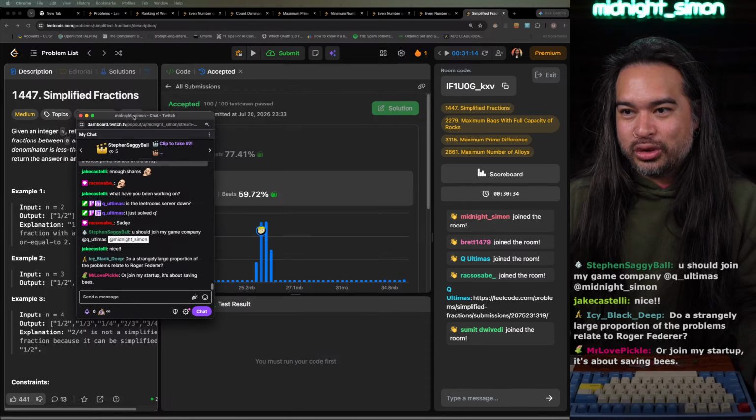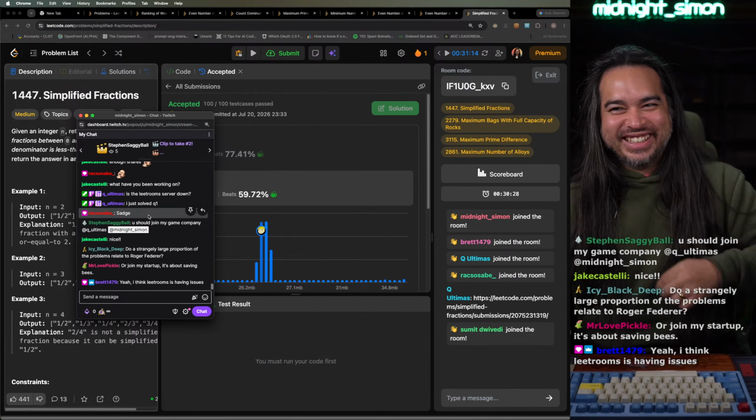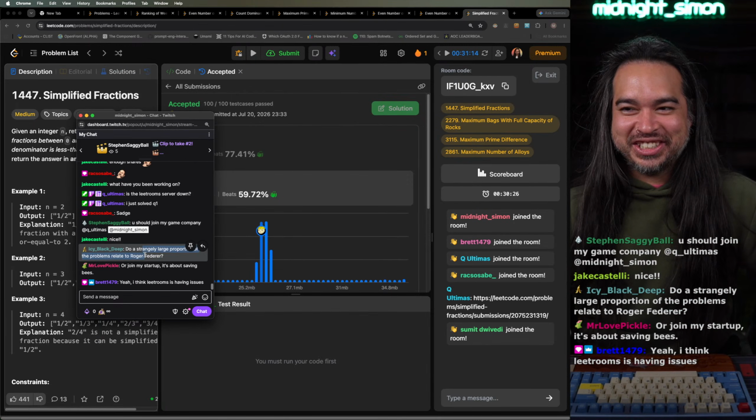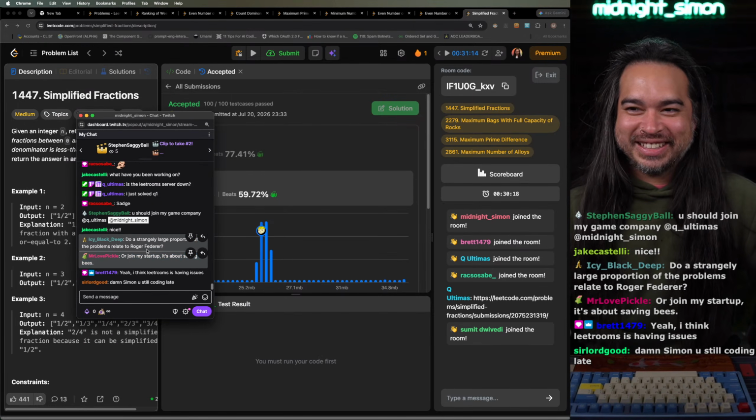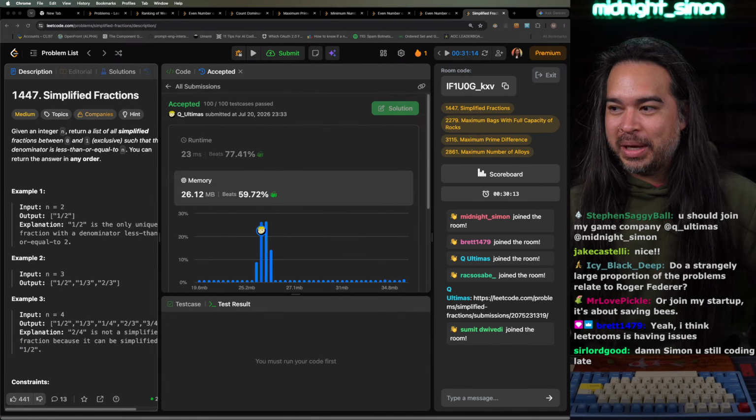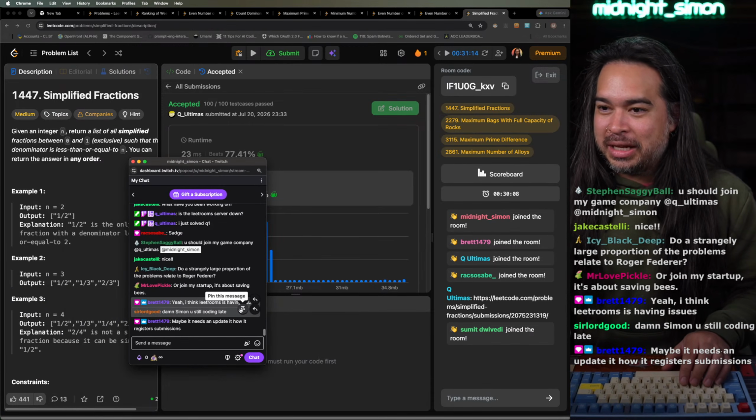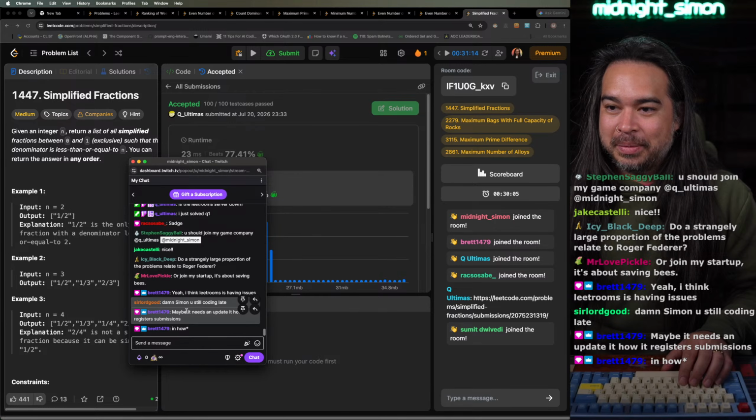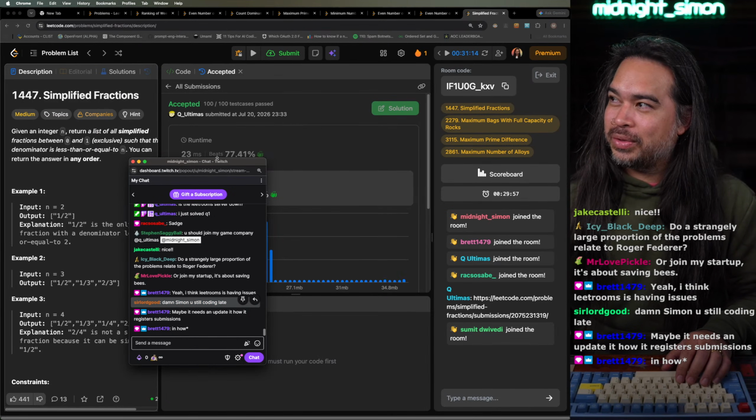Do a strangely large proportion of the problems relate to Roger Federer? No, they don't. I know what you're talking about, though. Join my startup is about saving bees? Yeah, I would like to save the bees. Yeah, Elite Rooms is having some issues. Should we ping Flumsy? Does Flumsy have a Elite Rooms hotline? Still coding late? It's not that late. I'm about to end real soon though.